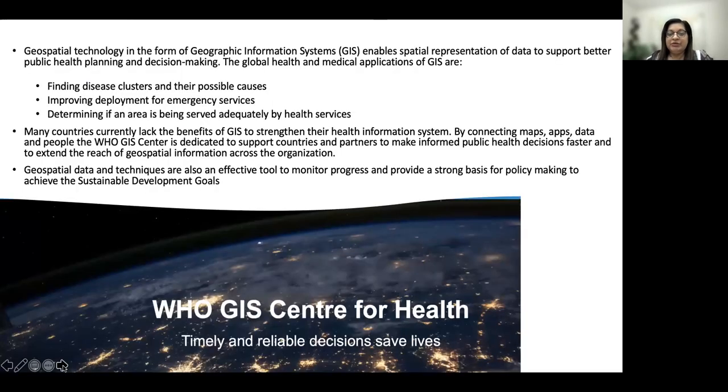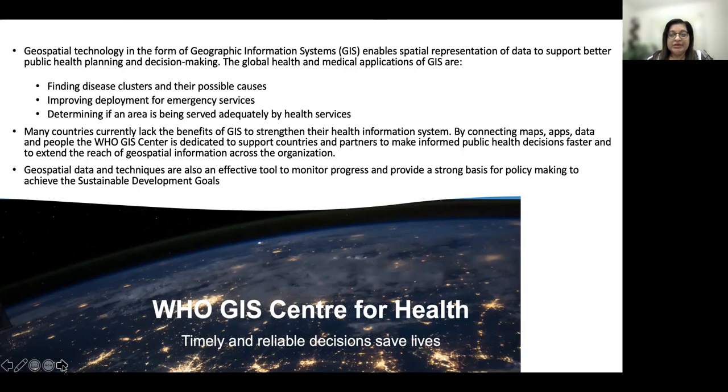Geospatial technology in the form of GIS enables spatial representation for public health planning and decision-making. So some of the global health and medical applications of GIS are finding disease clusters and their causes, improving deployment of emergency services, determining if an area is being served adequately by health services. Many countries currently lack the benefits of geographic information systems to strengthen their health practices.